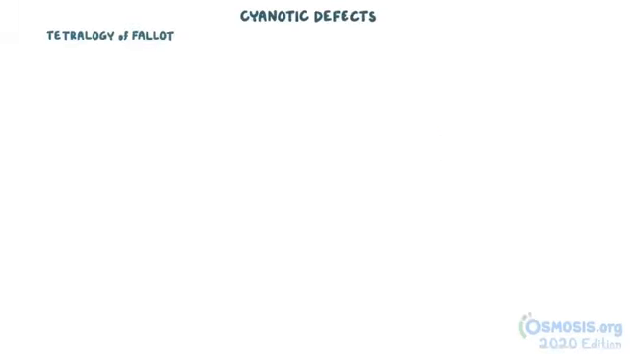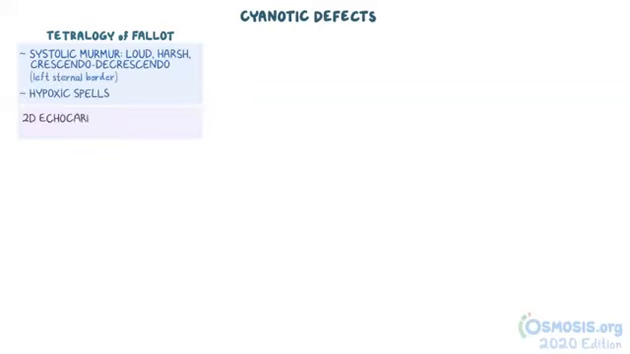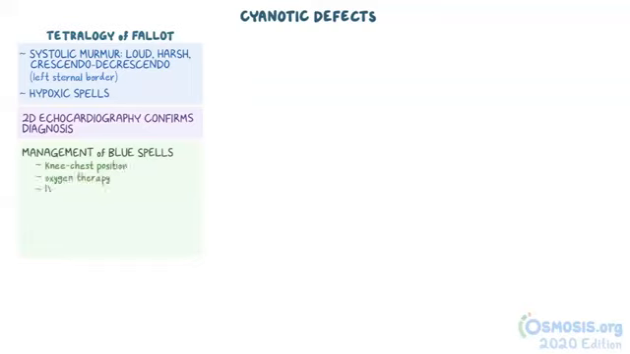Next, tetralogy of Fallot presents with a systolic murmur that is loud, harsh, crescendo-decrescendo, and most intense at the left sternal border. Some might present with hypoxic spells. Two-dimensional echocardiography establishes the diagnosis, and treatment consists of managing blue spells, which requires knee-chest positioning, oxygen therapy, intravenous fluid bolus, morphine, intravenous beta blockers, and intravenous phenylephrine. The definitive treatment consists of complete surgical repair.